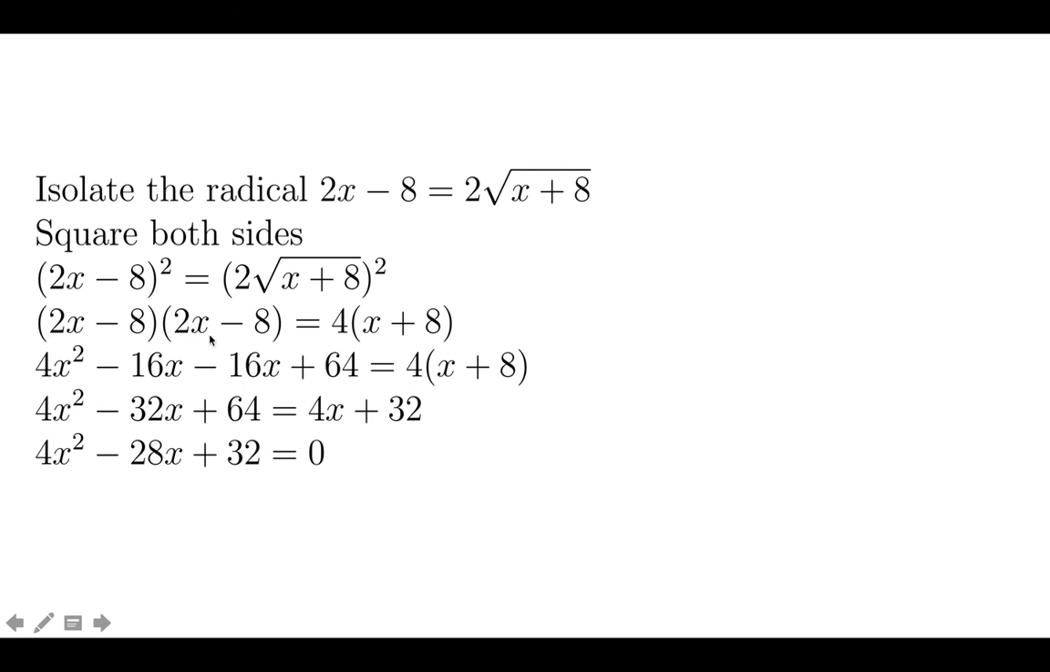Okay, on the left side, we're going to have to FOIL here. We get 4x squared. For the outers, minus 16x. For the inners, another minus 16x. And then for the last, plus 64. On the right, just recopied it over, 4 times x plus 8.